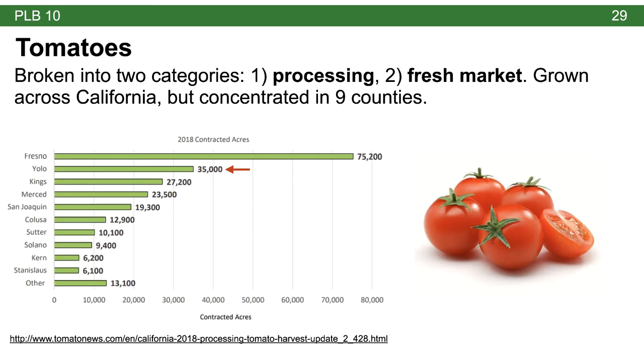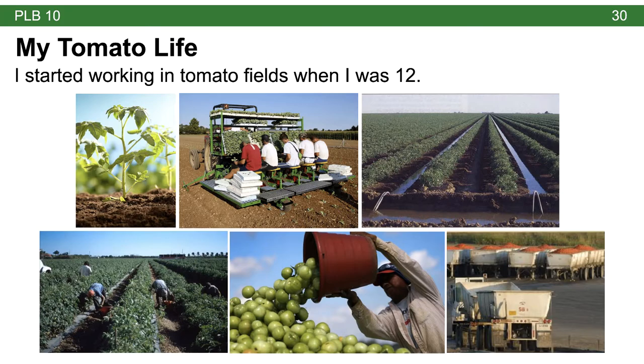If you look at the graph on the left, you can see that the 2 most important counties are Fresno and Yolo. And Yolo County is important to us because that's where UC Davis is located. So 35,000 contracted acres of tomatoes are grown in Yolo County each year. As I mentioned at the start of the lecture, tomatoes have been really important in my life, mostly because my father has been working in tomatoes for over 40 years.